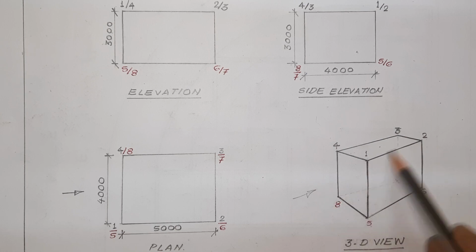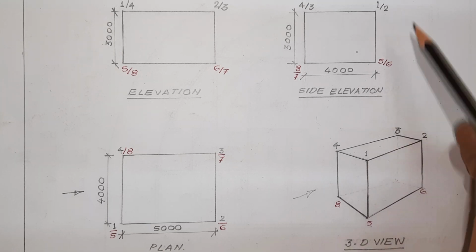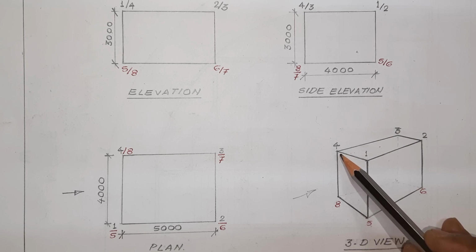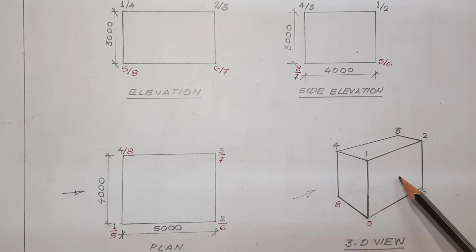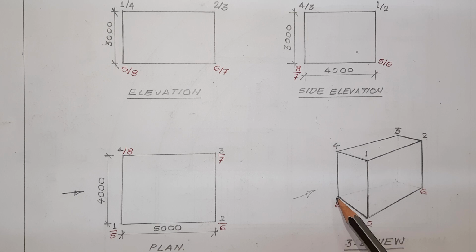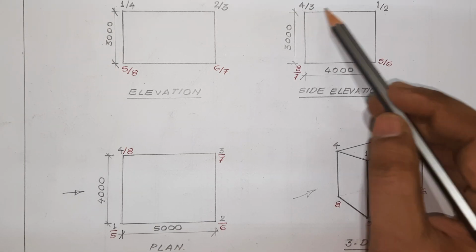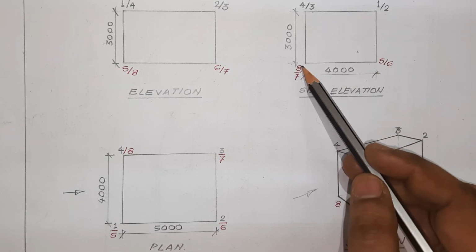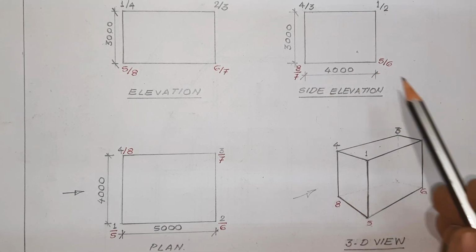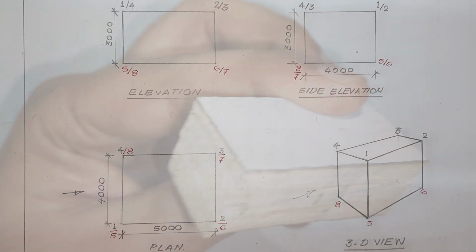So when we observe this edge from this side, 2 will be behind 1. Hence it will be shown as 1 oblique 2. The same thing is applicable to other edges. So 3 is behind 4, 7 is behind 8 and 6 is behind 5 when we observe this box from the left side. Therefore, indications are shown in this way: 4 by 3, 1 by 2, 5 by 6 and 8 by 7. So before drawing the perspective view, we should understand how these numbers are given.